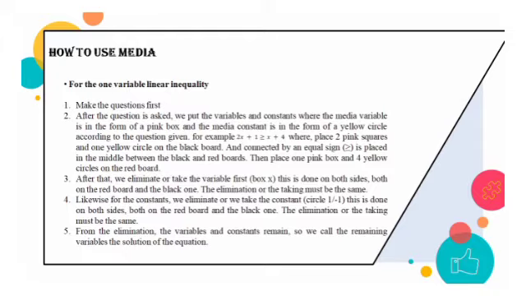Third, after that, we eliminate or take the variable first, or box x. It is done on both sides, both on the red board and the black one. The elimination or the taking must be the same. Fourth, likewise, for the constant, we eliminate or take the constant or circle 1 or -1. This is done on both sides, on the red board and the black one; the elimination or the taking must be the same. Fifth, from the elimination, we have the variables and constant remaining. So we call the remaining the solution of the inequality.